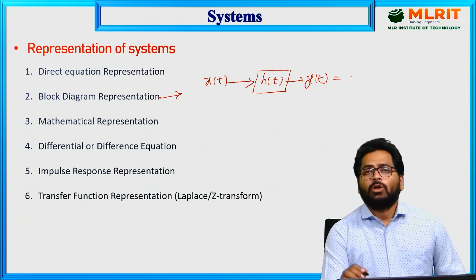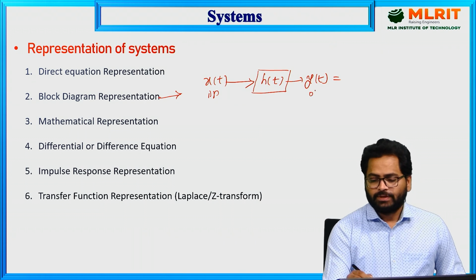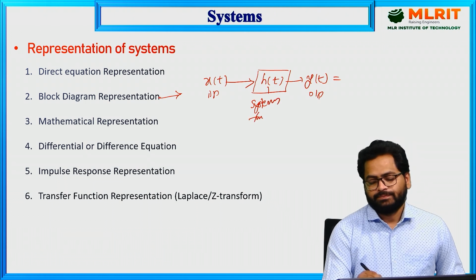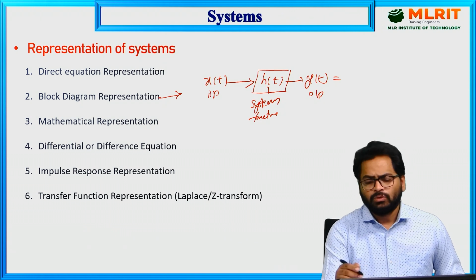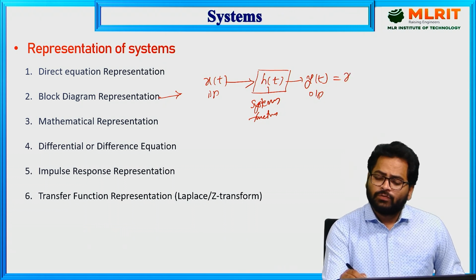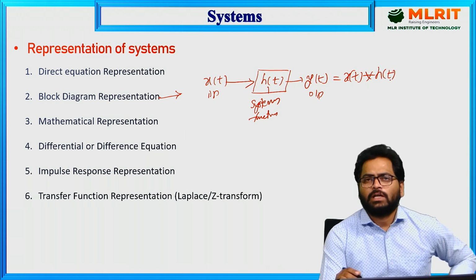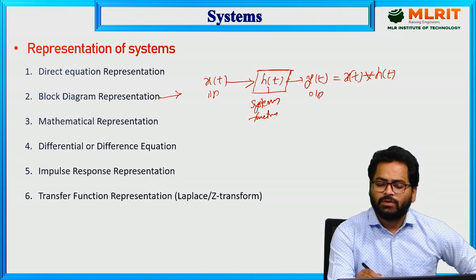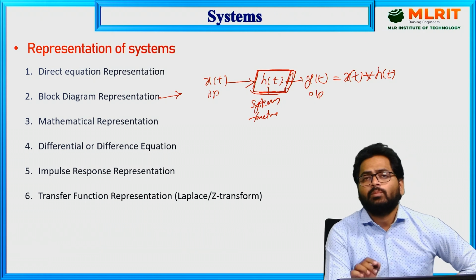So this is the block diagram representation. X of t is the input and Y of t is the output. Then this H of t is the system function. So how are you interrelating the input and output? Y of t is equal to X of t convolution with H of t. Since we have the function, we are representing it in this block. So that's why we are calling it a block diagram representation.